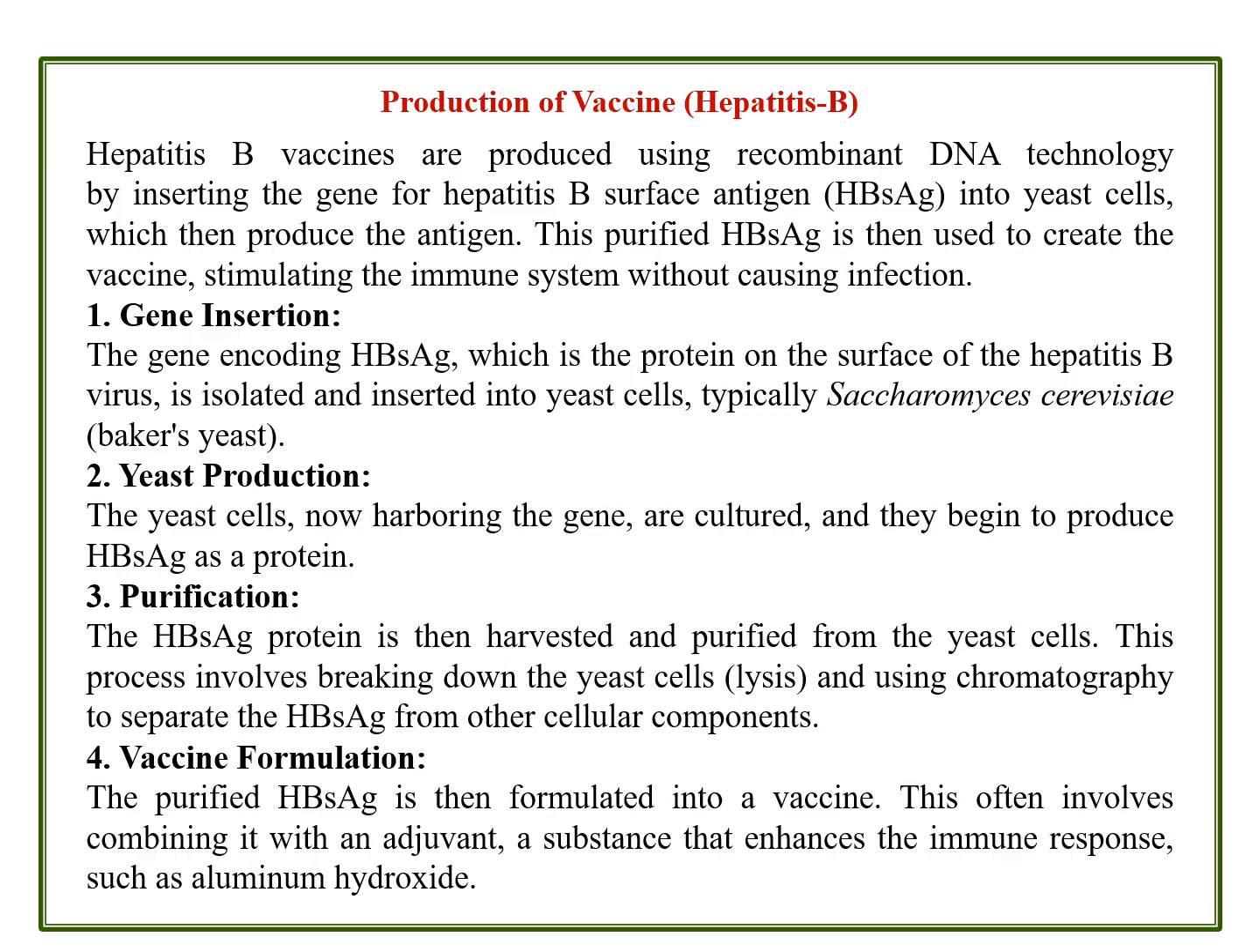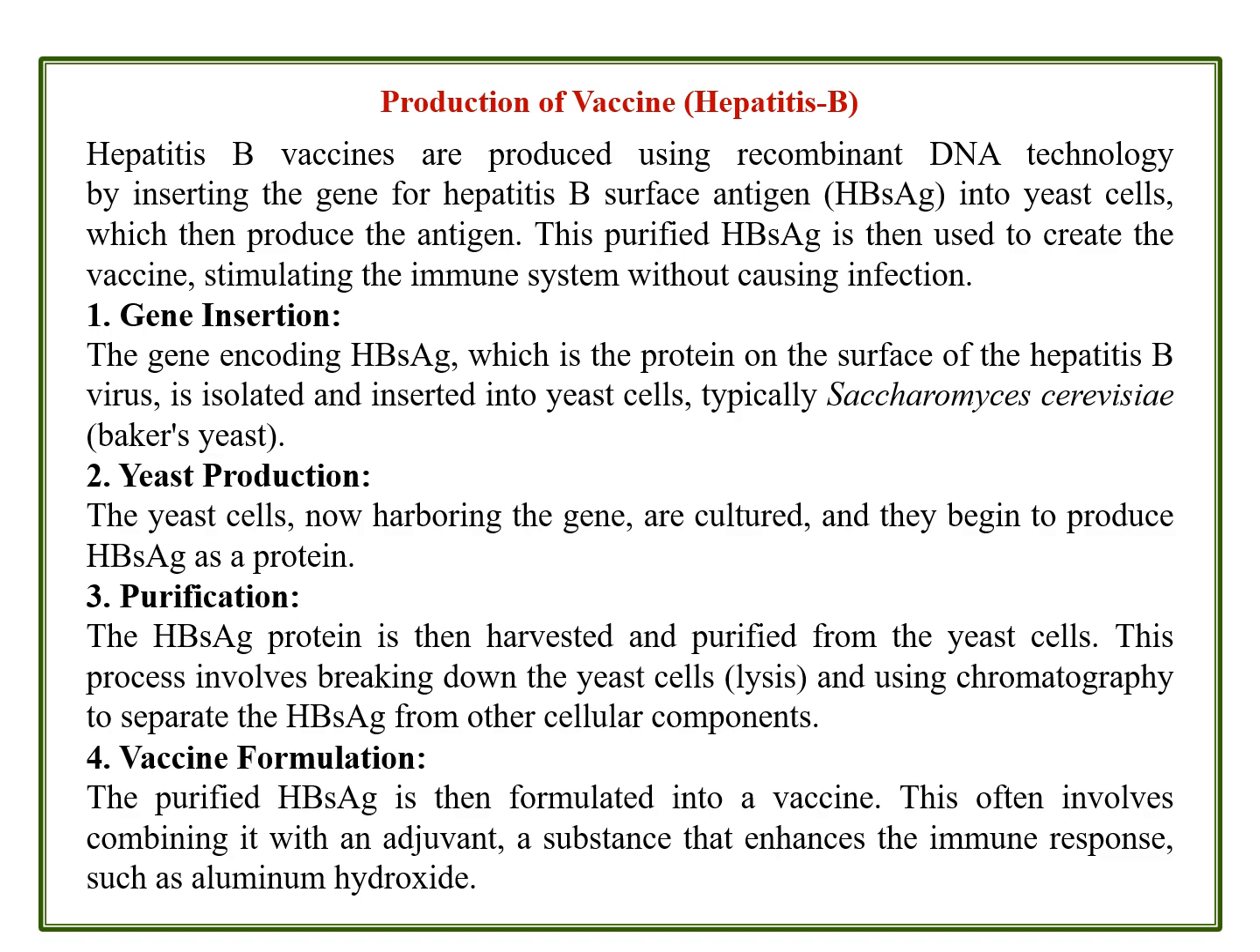infection. Okay, so let us see the steps involved in the production of the hepatitis B vaccine: gene insertion, yeast production, purification, vaccine formulation. The gene encoding HBsAg, the hepatitis B surface antigen, which is the protein on the surface of the hepatitis B virus, is isolated and inserted into the host cells, that is yeast, Saccharomyces cerevisiae, Baker's yeast, right? The yeast cells now harboring the gene are cultured and they begin to produce the surface antigen as a protein.